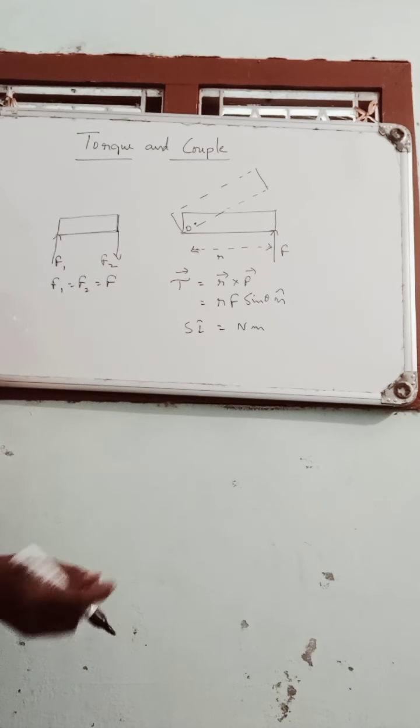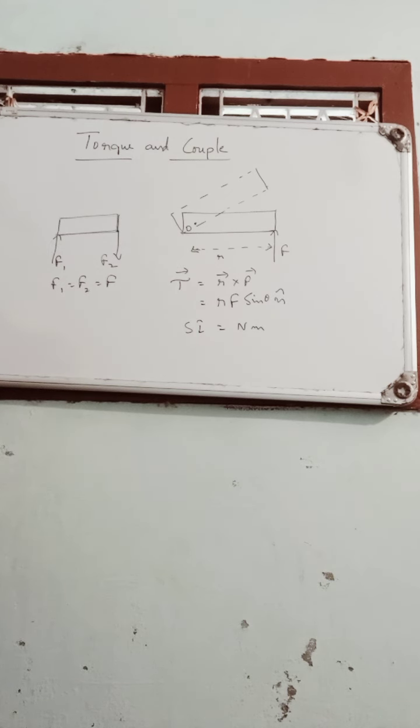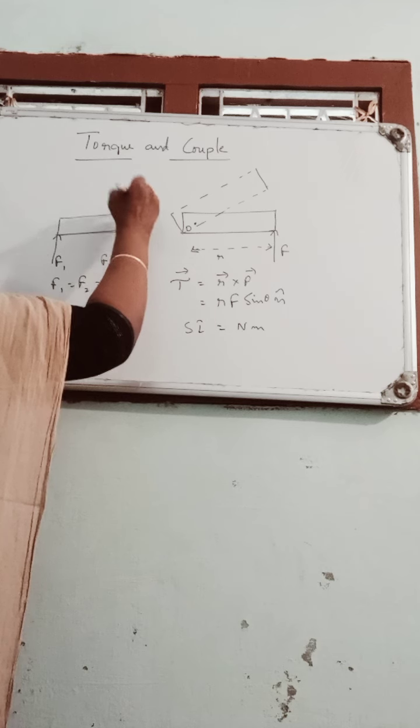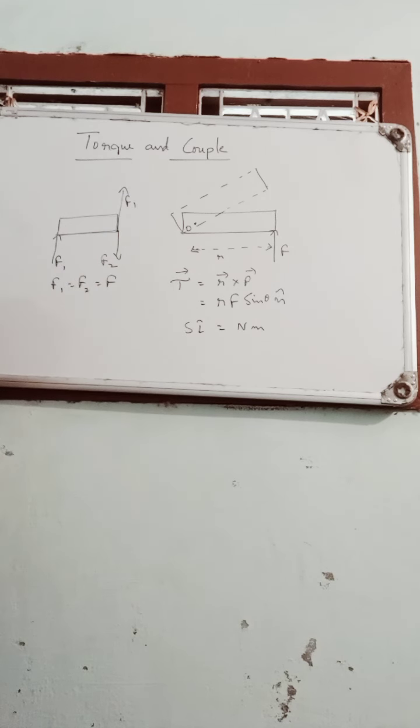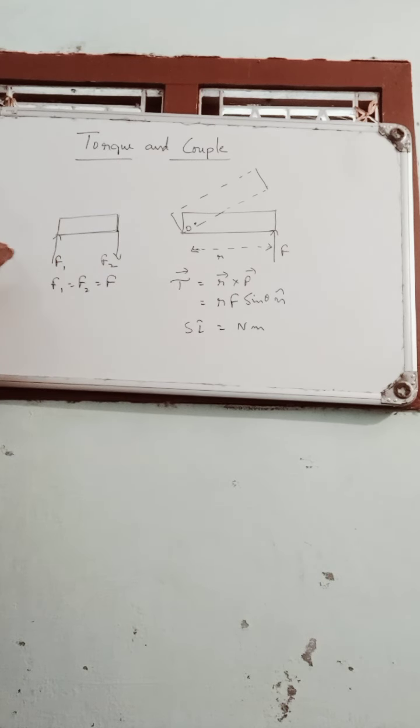Then we can say that this rigid body experiences a couple: two equal anti-parallel forces acting simultaneously on a rigid body at different points. If F1 and F2 act at the same point, then what happens? F1 is in the downward direction, F2 in the upward direction, and the net force is 0. That's why F1 and F2 should act at different points on the same rigid body at a time. Then only that rigid body experiences a turning effect. That phenomenon is called couple.